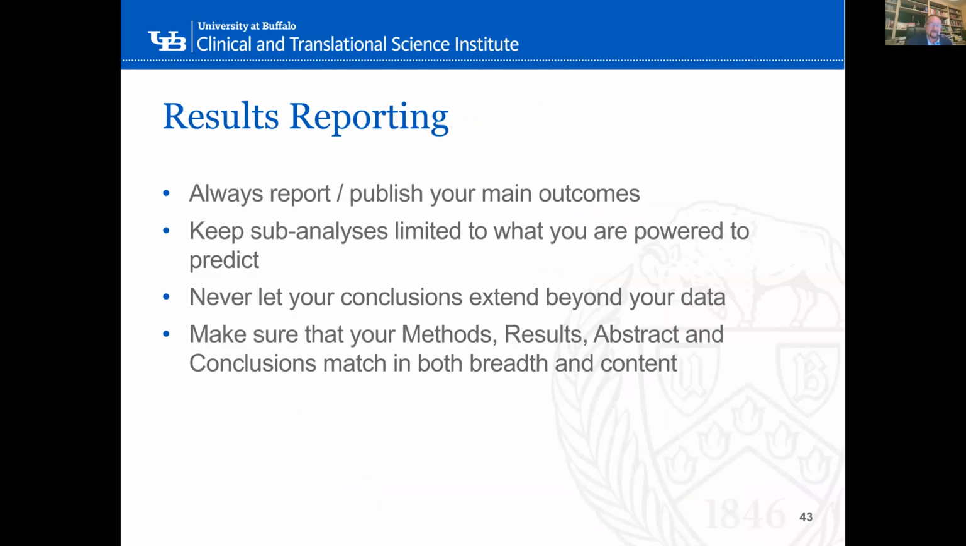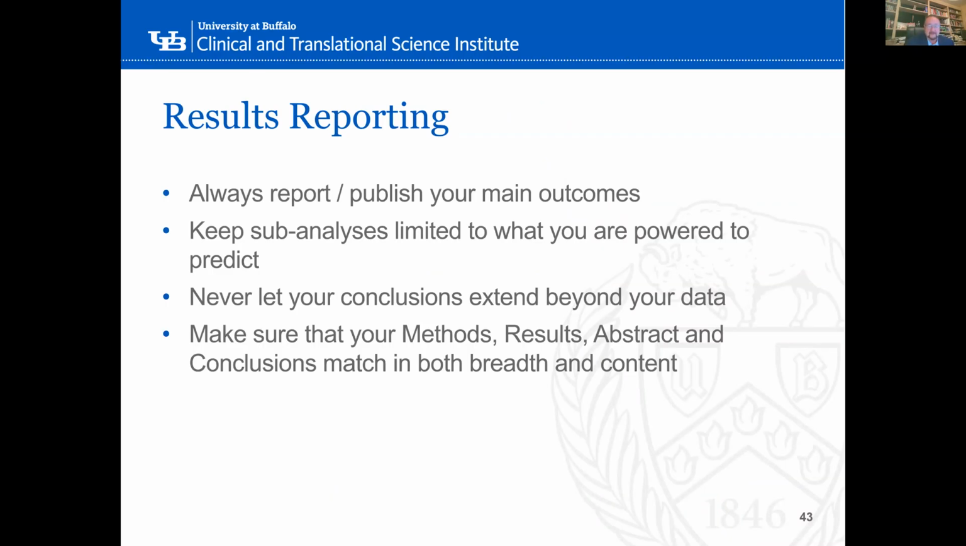So once you get the results of a study, you should always publish your main outcomes, even if they weren't significant. So if you're publishing something else, some subset analysis, and you have to be powered to be able to do it, you should redo your power calculations, then you should also report the main results as well. Never let your conclusions extend beyond your data. This happens all the time.